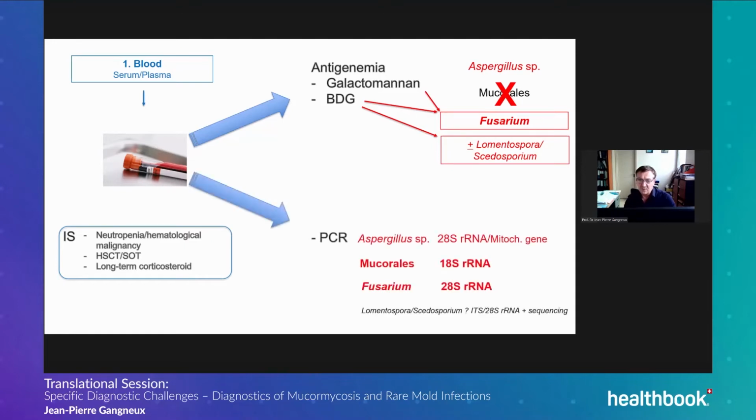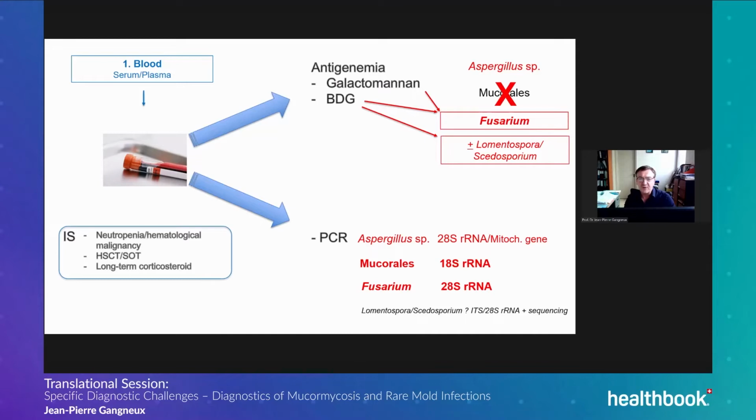On blood, we can also implement PCR with different targets. I remind you for Aspergillus, the 28S ribosomal RNA or mitochondrial gene. But if we look at the rare molds, now it is possible to implement Mucorales PCR targeting 18S and Fusarium targeting 28S. Regarding Lomentospora and Scedosporium, it is more complicated because we first have to perform a pan-fungal PCR targeting ITS and then sequence. So it's not an easy tool for early diagnosis.